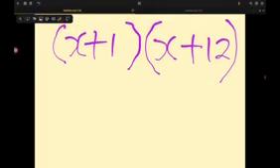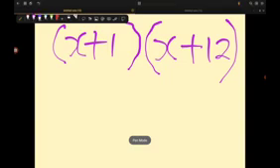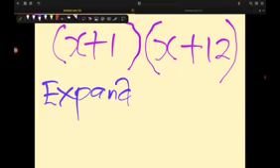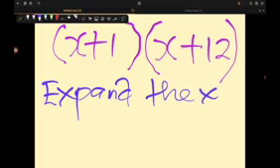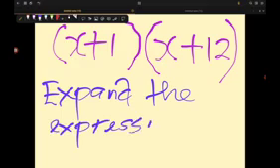If you are given this type of question and you are asked to expand the expression above, okay, let's quickly expand.